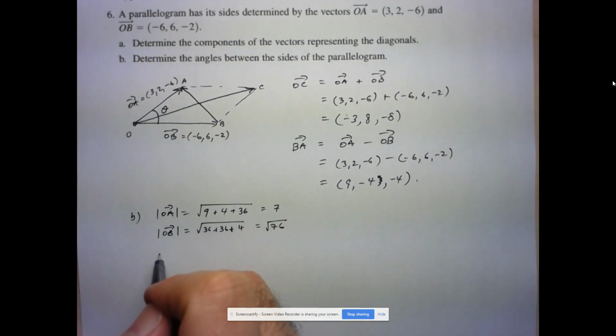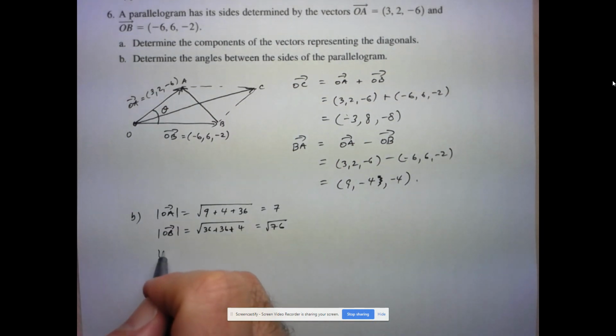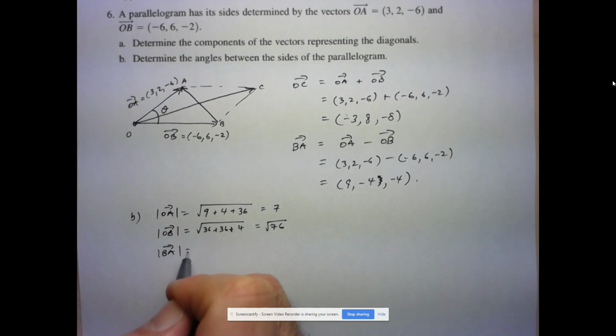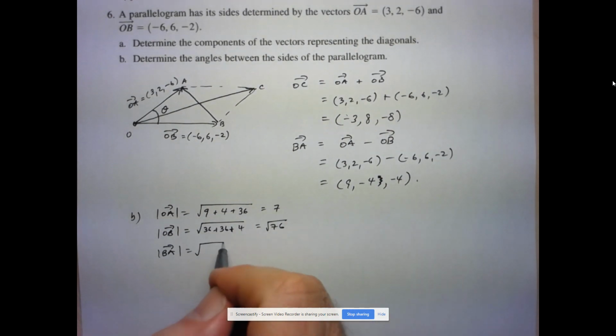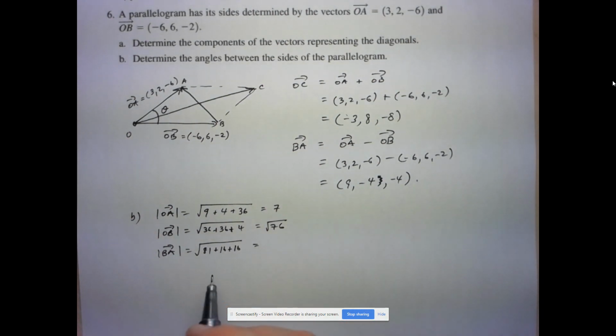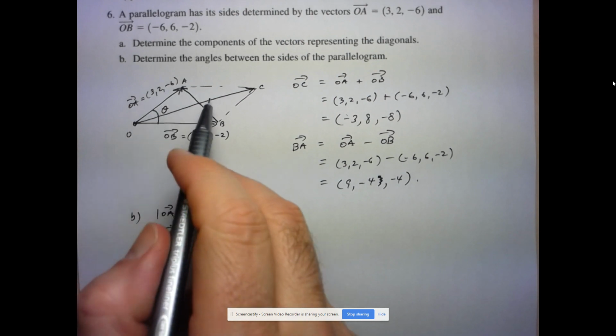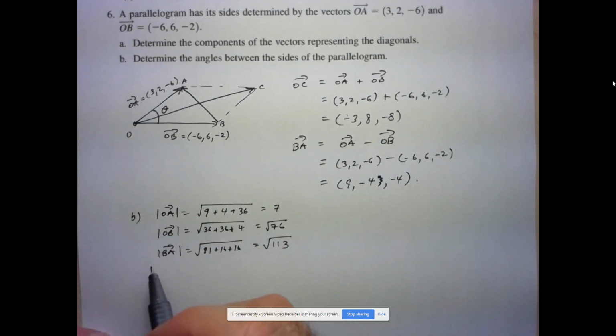And then here we need this BA, magnitude of BA. Okay, and we'll go from there. So that's the square root of 81 plus 16 plus 16. Okay, so that's 32, plus 81 is 113. Okay, square root of 113. And so now we have all three sides of this triangle.